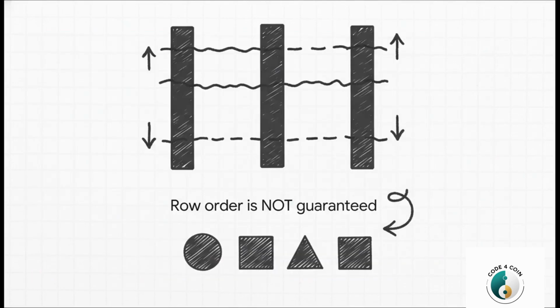Now, there are some key ground rules for tables. The columns are pretty much fixed when you create the table, but you can add or remove rows anytime you want. But the most important rule to remember, if you remember nothing else, is this. Row order is never guaranteed. If you need your data back in a specific order, you must use order by. Seriously, don't ever assume it's going to come back the same way twice.